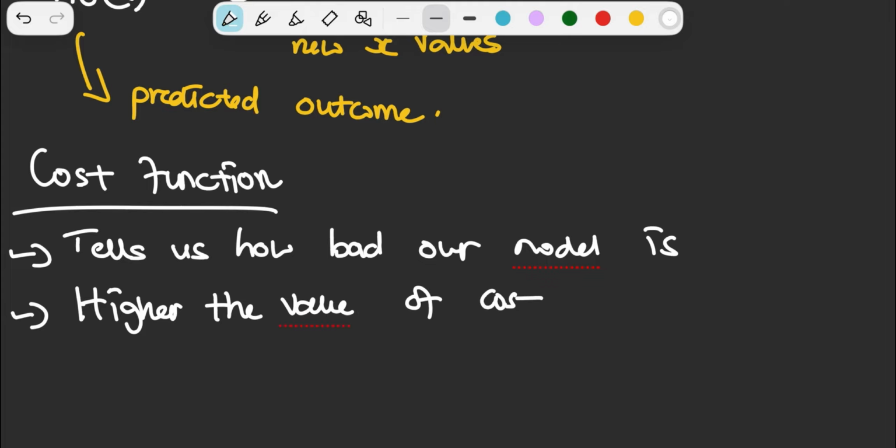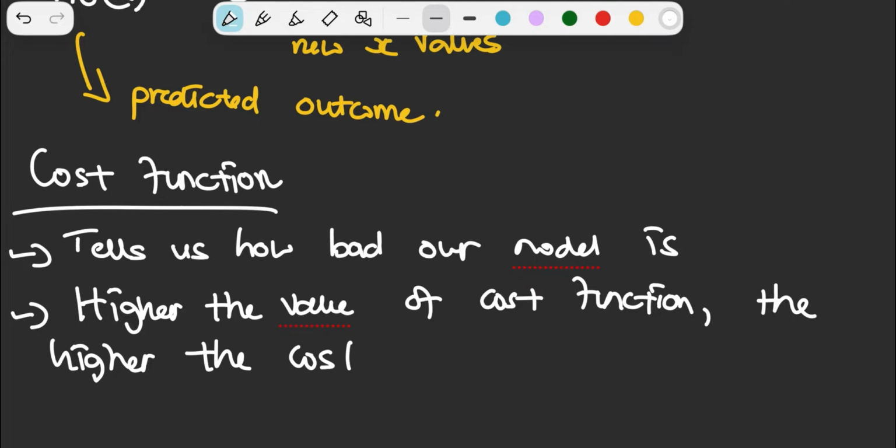Okay, it's called a cost function because the higher the value of the cost function, the higher the costs, effectively, right? So it's more expensive if we have a very high cost function.